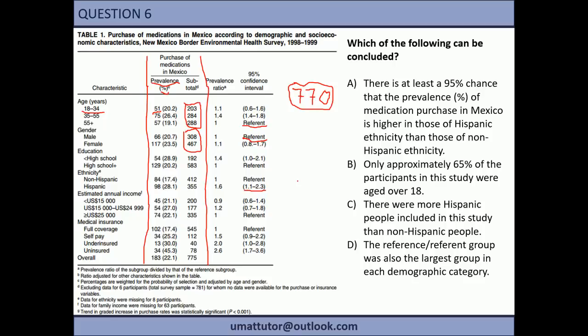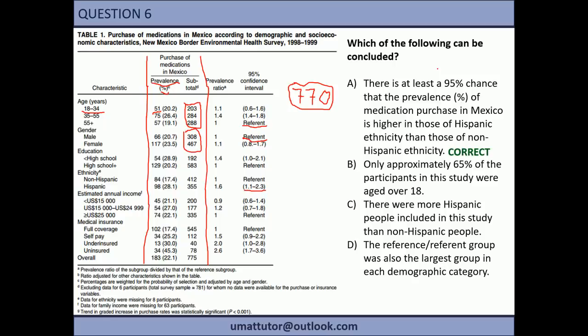And therefore, we can be 95% sure that the Hispanic population do purchase more medication than the non-Hispanic group, because this whole range, this whole 95% range, is above the number 1, which remember is the point at which the two groups are equal. So because this whole 95% confidence range is above that figure of 1, we can be sure, as the answer suggests, that there is at least a 95% chance that the prevalence of medication purchase in the Hispanic group is higher than the non-Hispanic group. And for that reason, option A is correct.